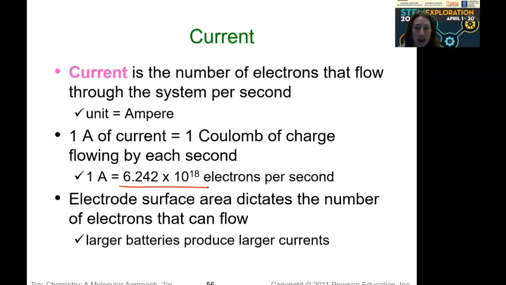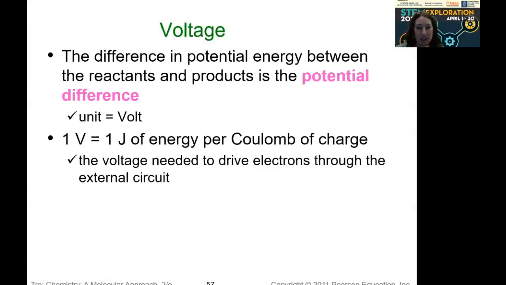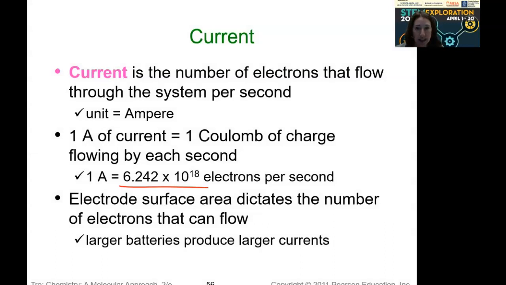So this is why, if you have a smaller battery, let's just use batteries, if you have a AAA battery, that's going to be less current than maybe a D battery, right? I would say power, but again, we're not going to do physics. Okay. Now, voltage is different. So current is just the flow of the electrons, right? It's the number of electrons that flow through the system.